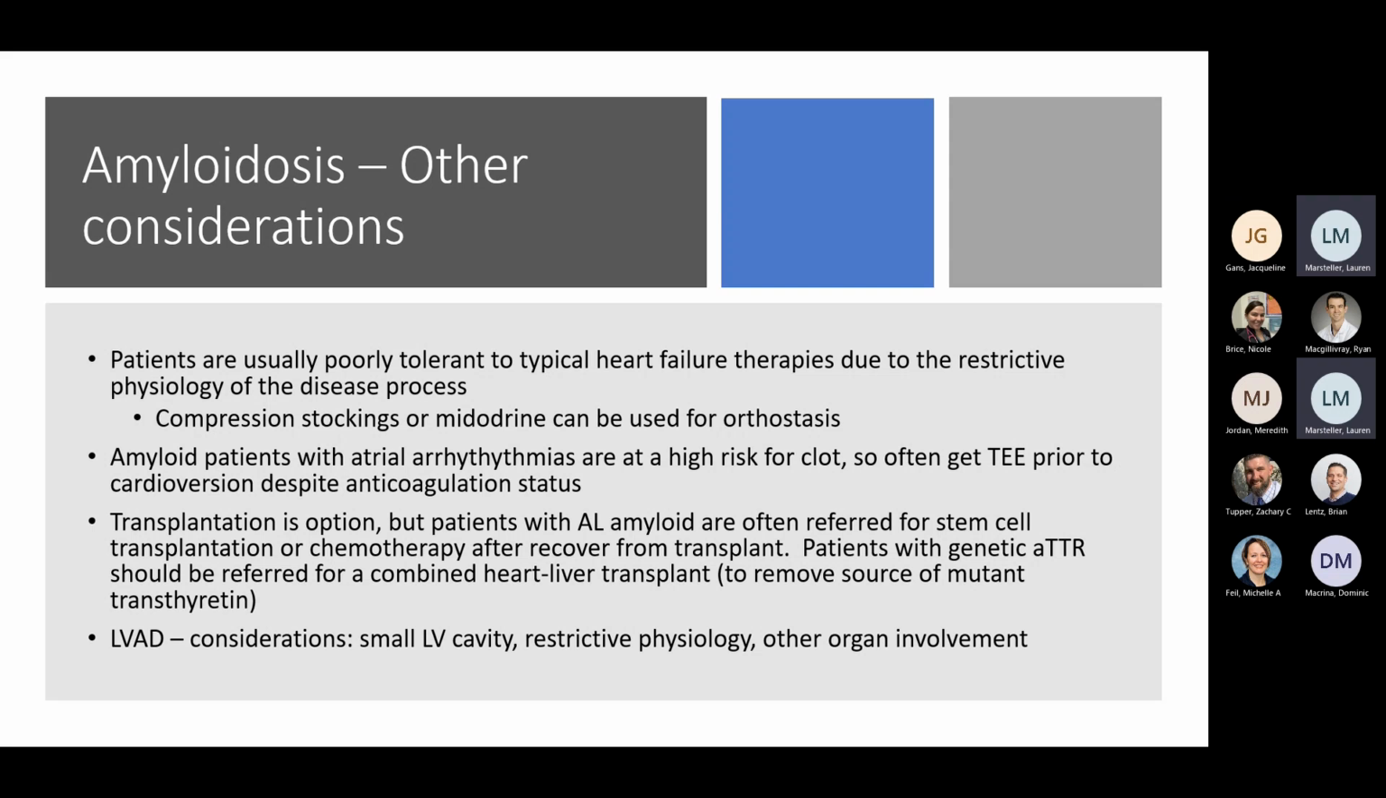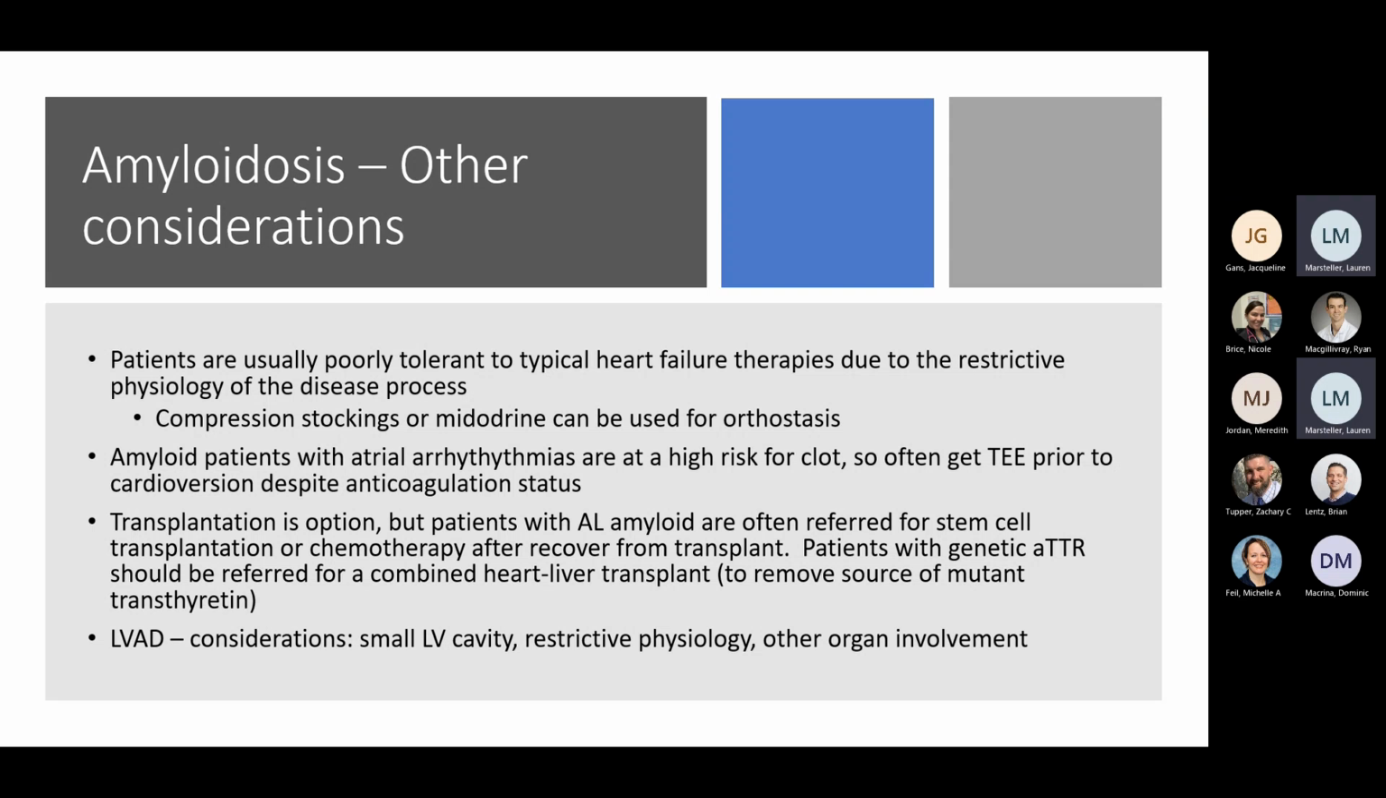With their atrial arrhythmias, I don't know if you've ever had a patient with amyloid, a lot of them do have AFib. And most of the time, if they have AFib, we can just leave them in it. But sometimes we do try to cardiovert.